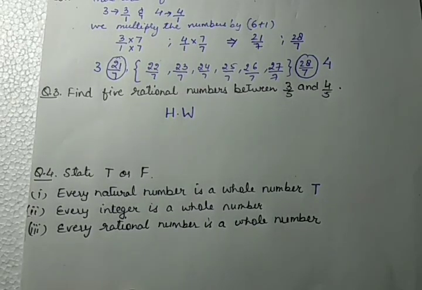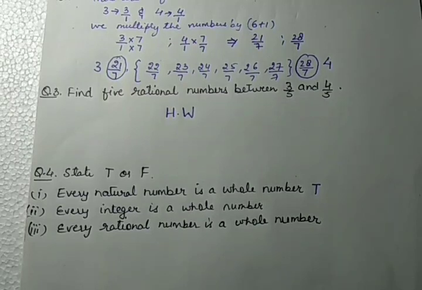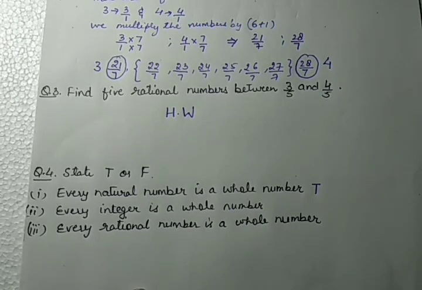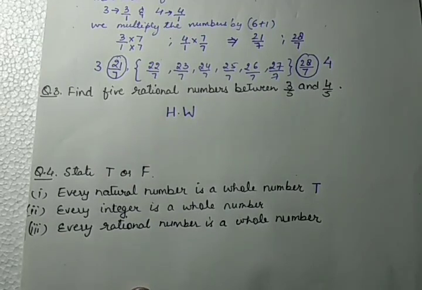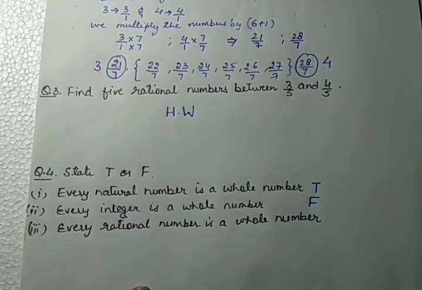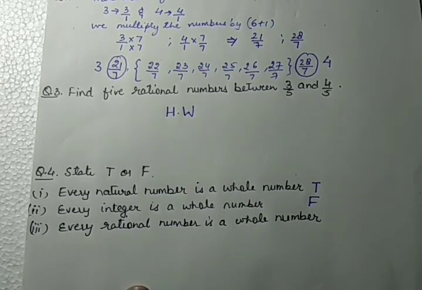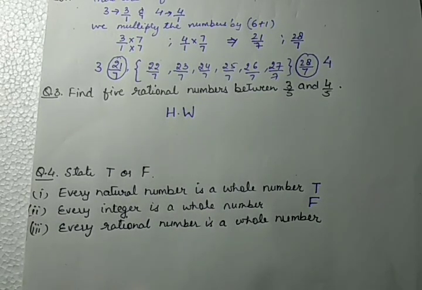Now let's come to the second part of this question. Every integer is a whole number. My dear students, integers are the numbers including positive numbers, negative numbers, and 0. But do whole numbers include negative numbers? No. So every integer is a whole number? No. Why? Because let's take an example. -2 is an integer, but -2 is not a whole number, right? We can say that every whole number is an integer. Yes, every whole number is an integer, right?